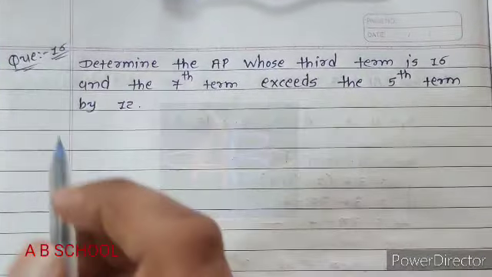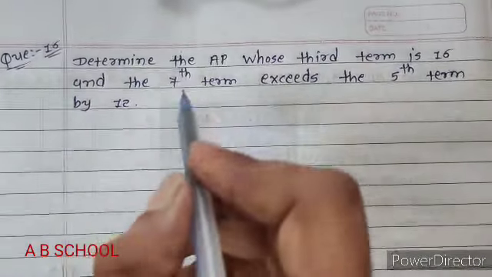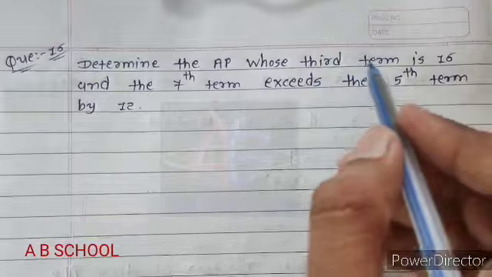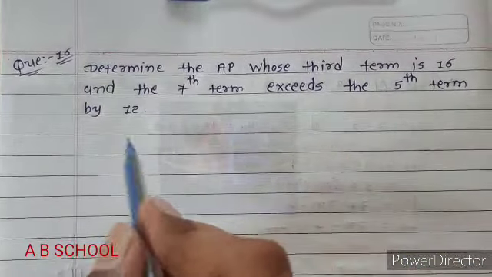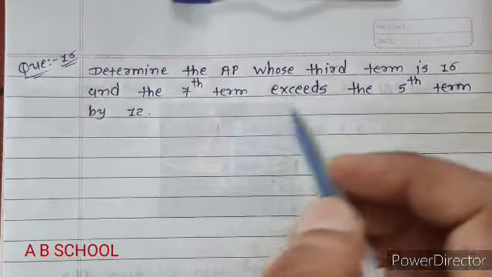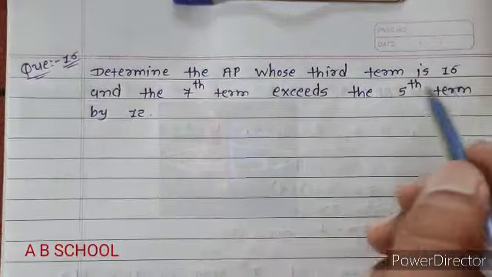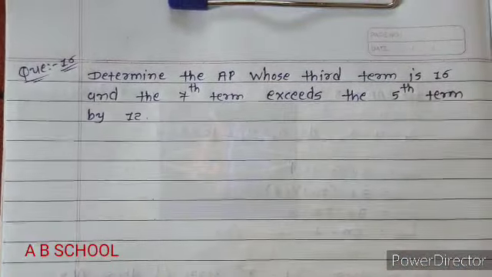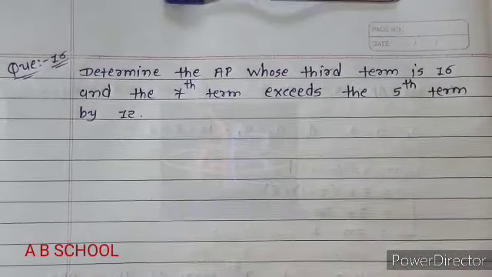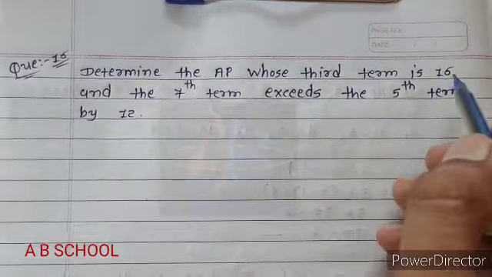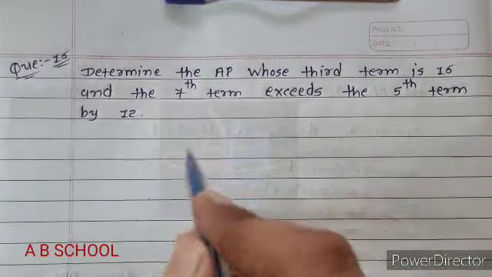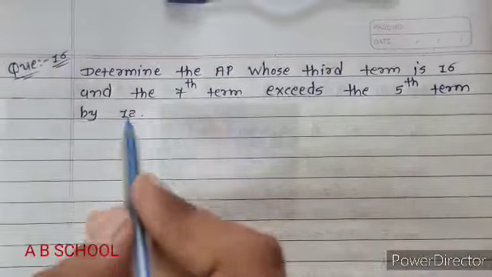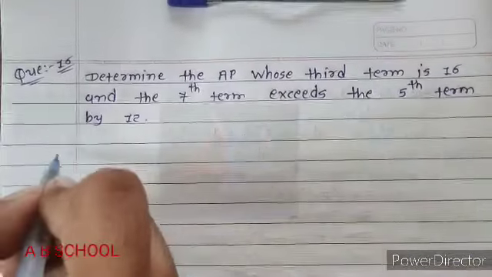Now question number 16. Determine the AP whose third term is 16 and the seventh term exceeds the fifth term by 12. हमें यहाँ पे ऐसा AP फाइंड करना है जिनका थर्ड टर्म 16 हो एंड सेवंथ टर्म फिफ्थ टर्म से 12 ज़्यादा हो.